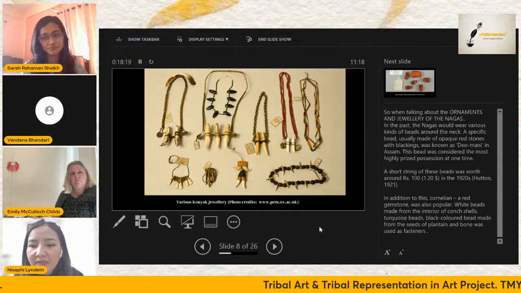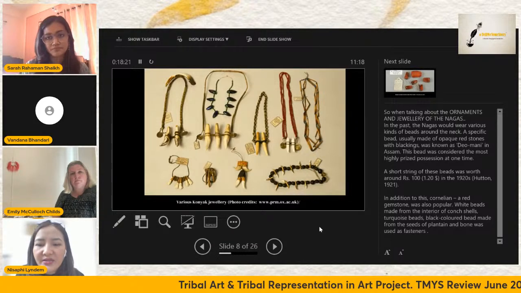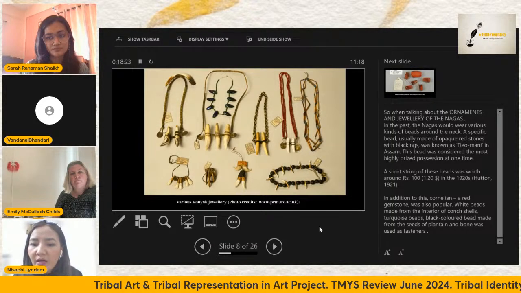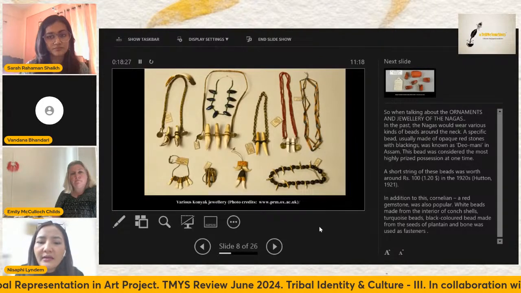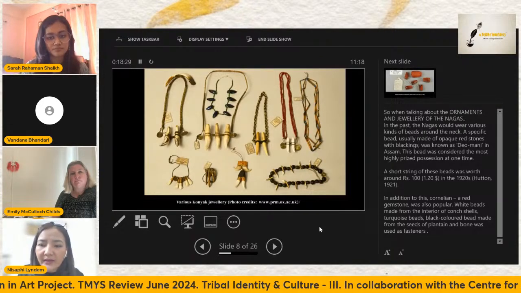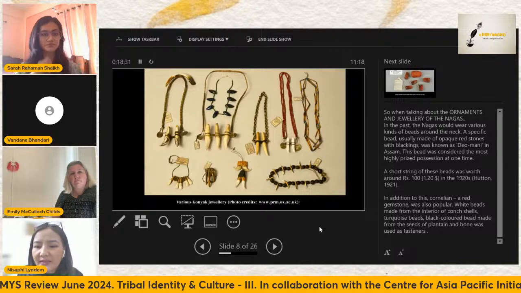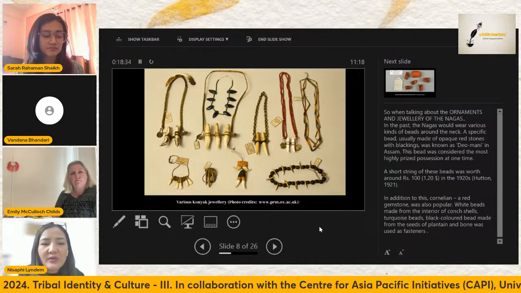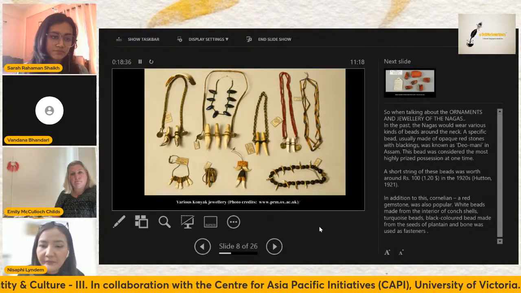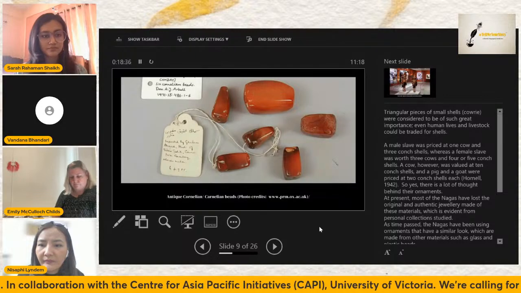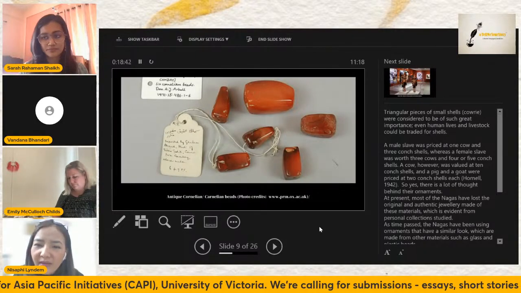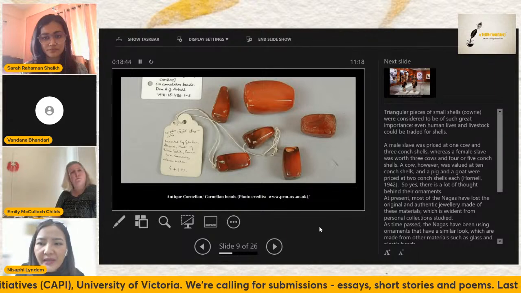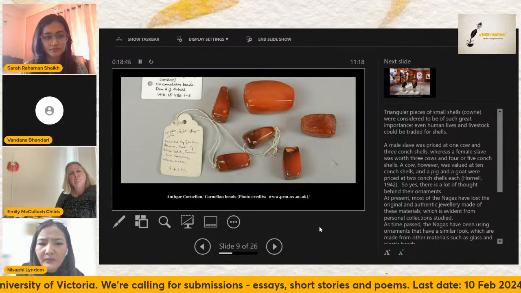In addition to this, carnelian, which is a red gemstone, was also popular. White beads made from the interior of conch shells, turquoise beads, and black colored beads made from the seed of plantain were also used, and bone was used as fasteners. Triangular pieces of shells.